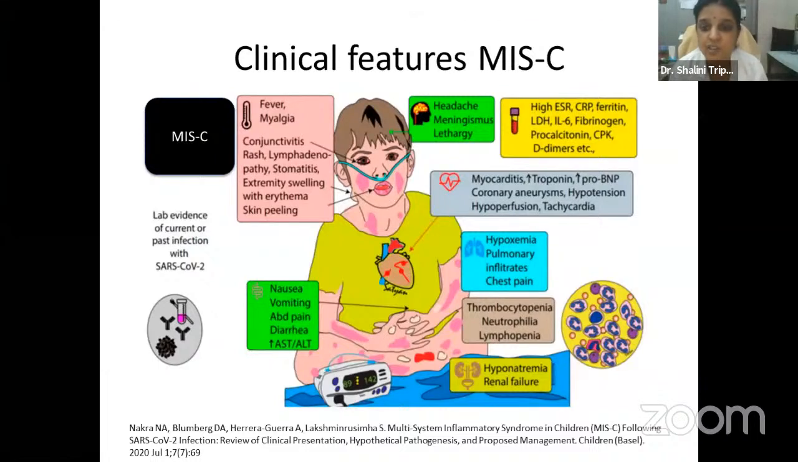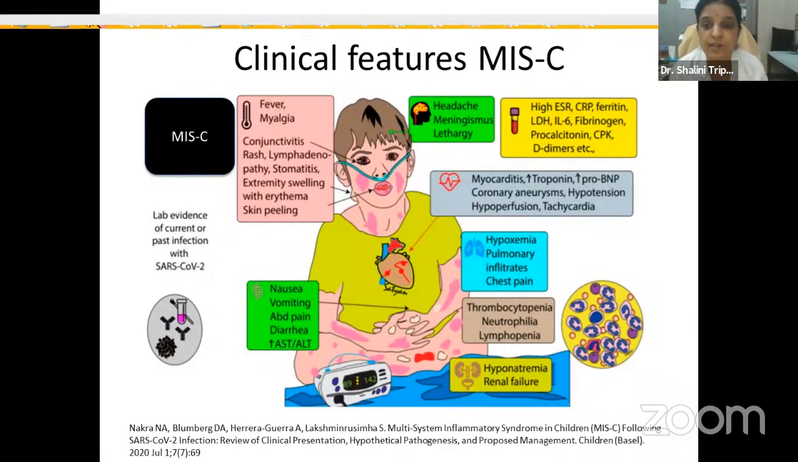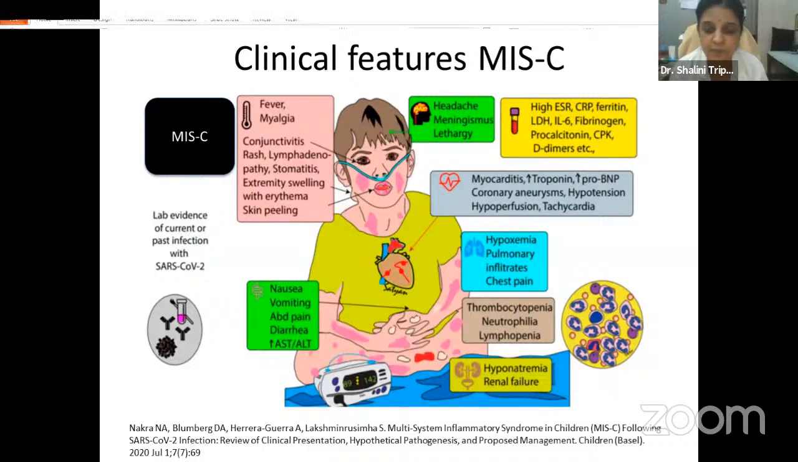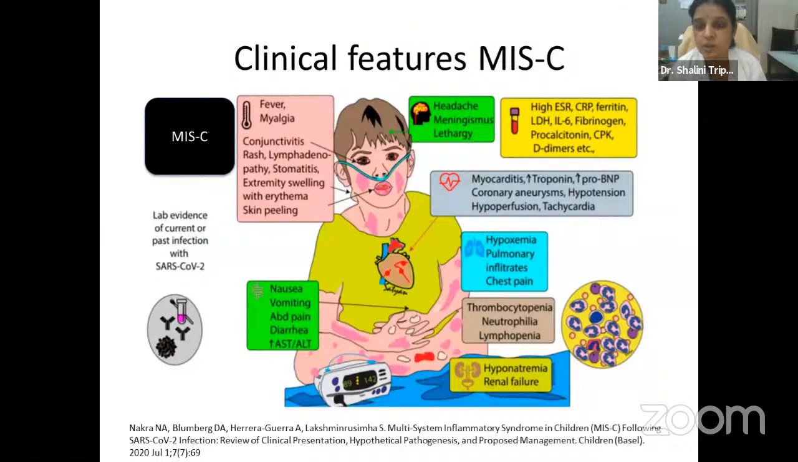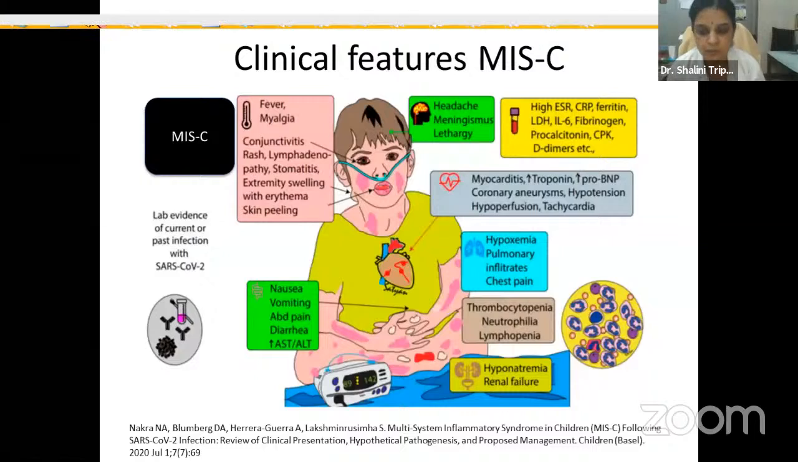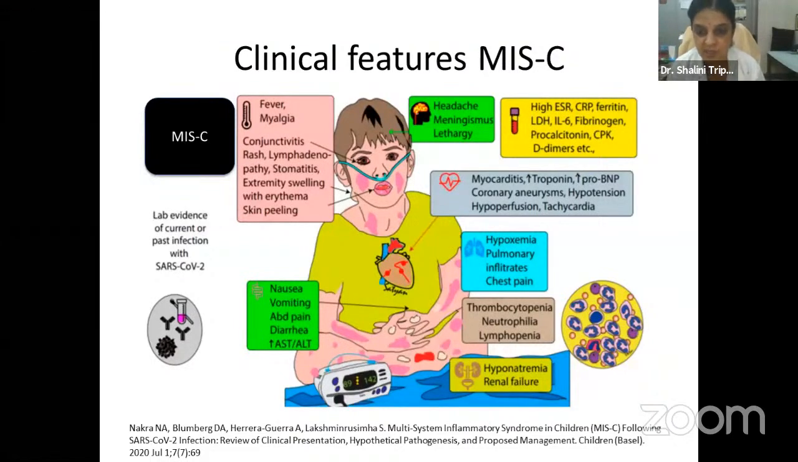Then in the lungs, the patient will have pulmonary infiltrates, hypoxemia, and chest pain. Then a very important clue: usually patients come to us with a report of CBC. In that CBC report, the peculiar findings of MIS-C are thrombocytopenia, polymorphonuclear leukocytosis, and lymphopenia. The absolute lymphocyte count, if you calculate, will be less than 1000 per cc.